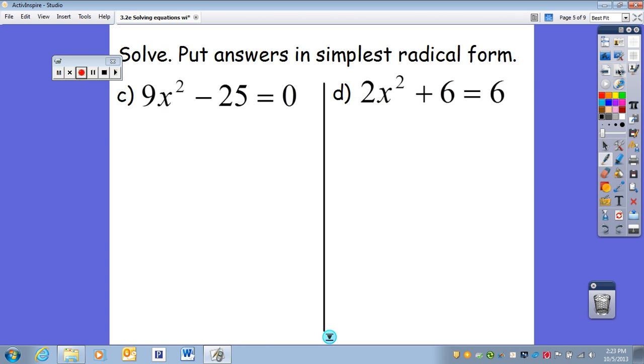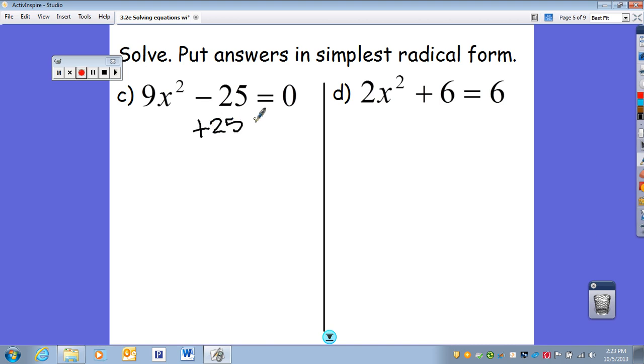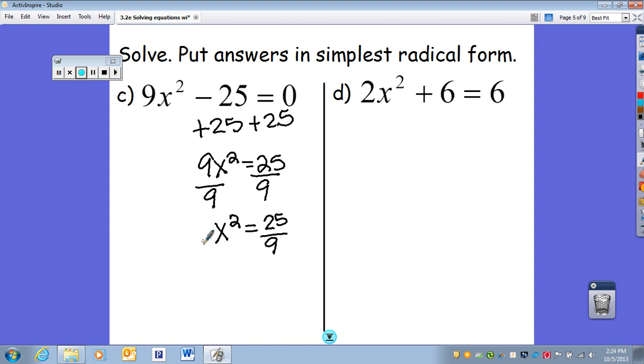In our next example, we have 9x squared minus 25. So we're going to add 25 to both sides. So we have 9x squared equals 25. And we're going to divide both sides by 9. X squared then is equal to 25 over 9. When we see we have a fraction, we want to leave it as such and then take the square root, or do the inverse operation, to both sides. X then is equal to plus or minus, and remember we can take the square root of each the numerator and the denominator, so we'll have plus or minus 5 over 3.